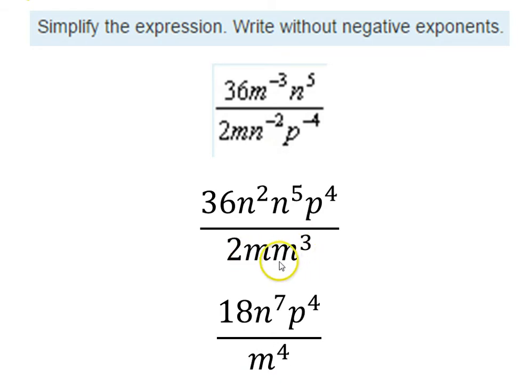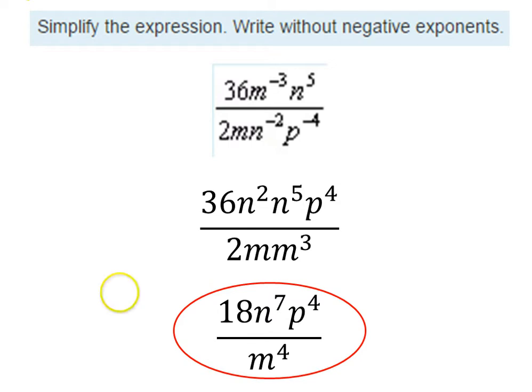If we wrote this out, we would have 4 m's. We have 1 m right here, and then times m, times m, times m, which is m to the fourth. And the 2 is gone because that was reduced when we did 36 divided by 2 as 18. So this is our simplified version without negative exponents. Notice there's no negative exponents in this expression.